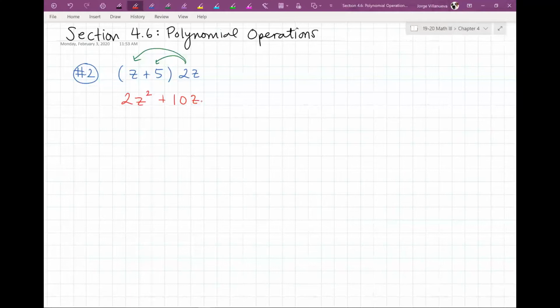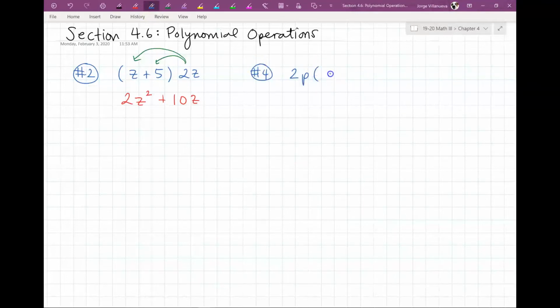Okay, you cannot combine those because they are not like terms. Sure, they both have the letter z, but they don't have the same power. Remember, like terms have to have the same variables and the same powers. These have the same variables but different powers. So that's number 2. Number 4, like I said, we're just going through this.